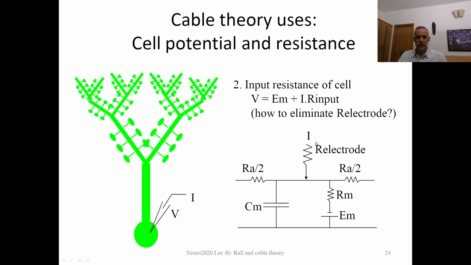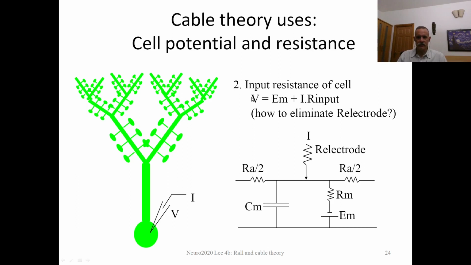So now how do you eliminate the resistance of the electrode? Well, that's actually very easy to do. Even before you hit the cell, you just measure the resistance of this by passing a current through it when the other end is in solution, when the other end is at ground, and then you can measure our electrode. So you can ignore our electrode.